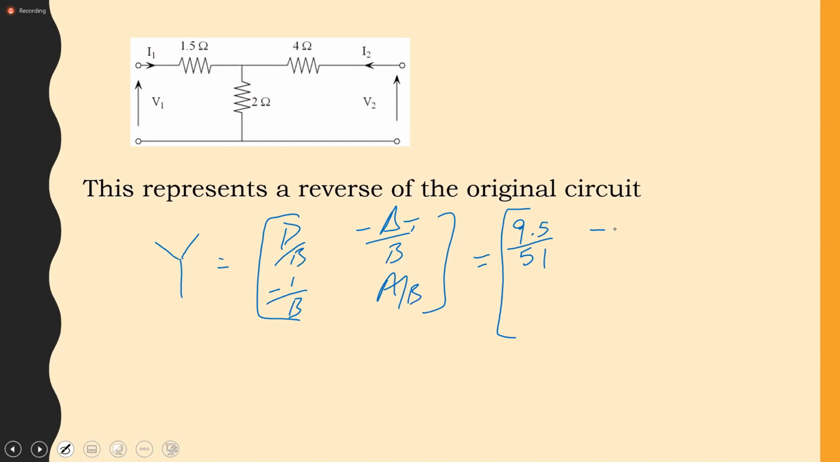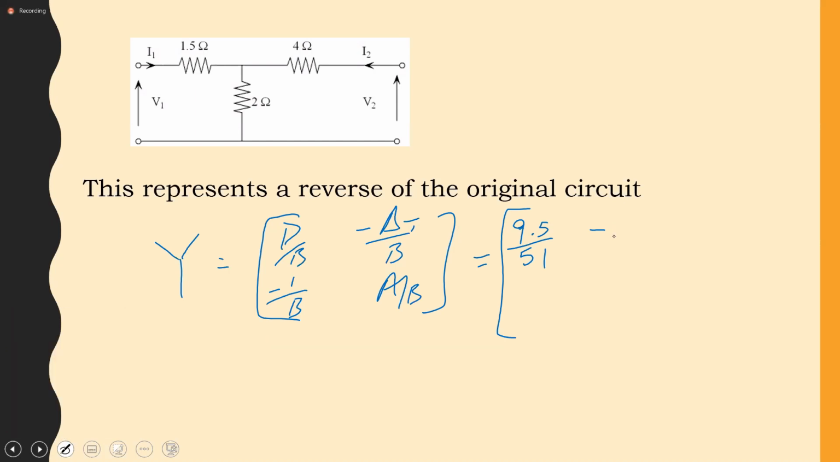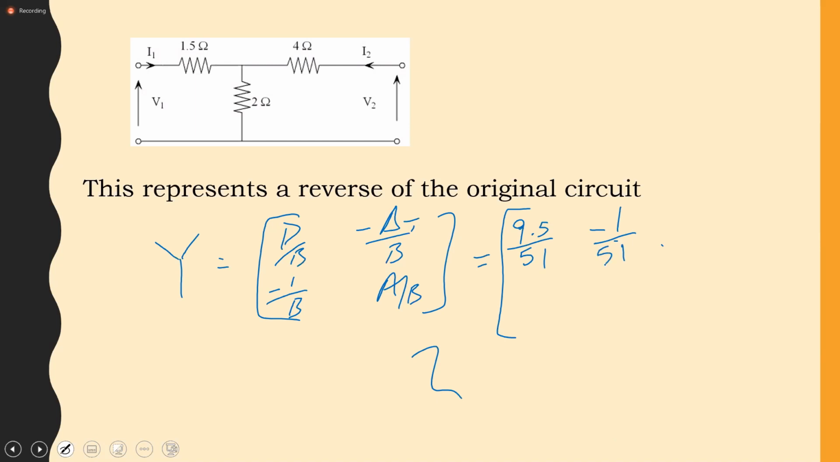So we have 1 over 51. All right, and then down the bottom we have minus 1 over 51. And then we have 9.5 over 51.